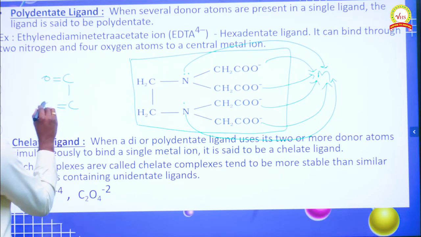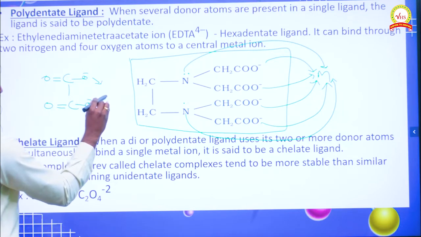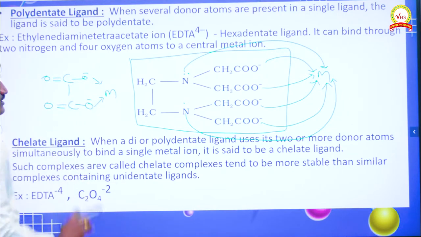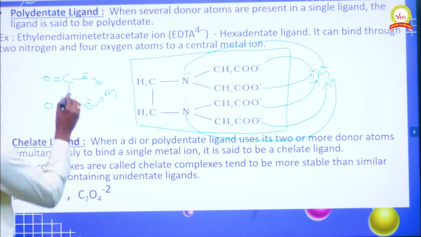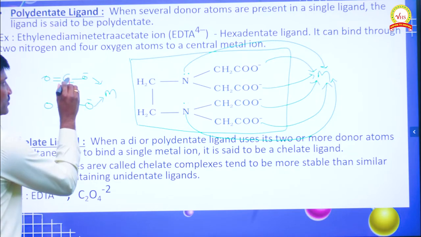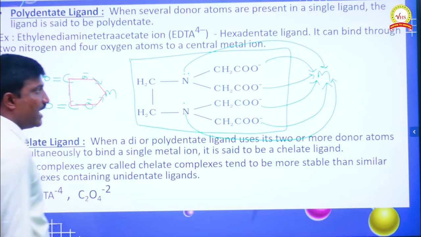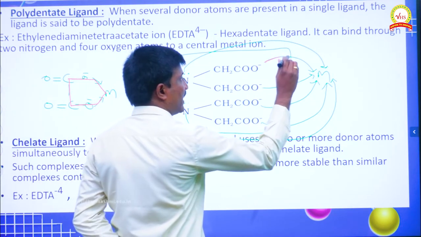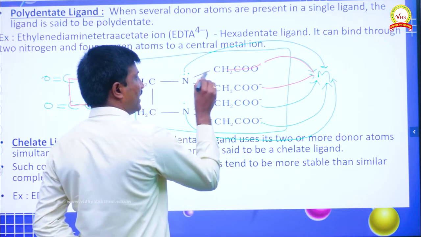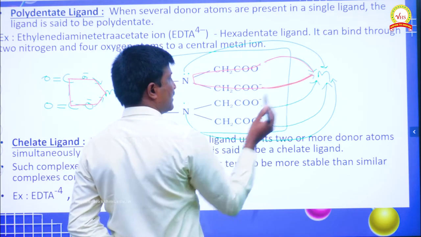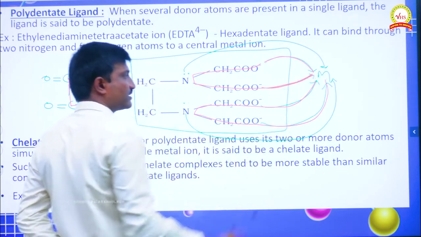Okay. Now, when this polydentate or bidentate ligand, for example, I am taking C double bond O, C double bond O, O minus, O minus, the oxalato ion, binds to the central metal atom, it forms a ring, right? It forms a ring-like structure with the metal atom. And when EDTA binds to the central metal atom, it also forms rings.